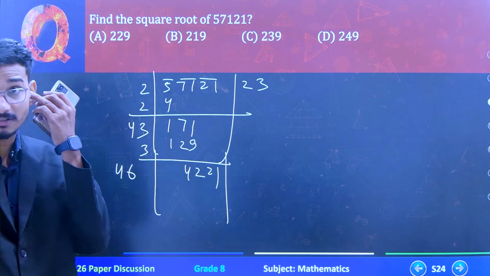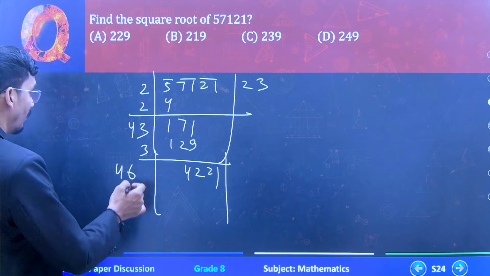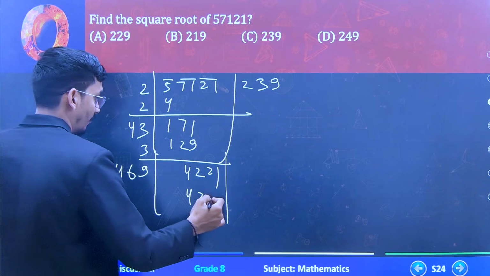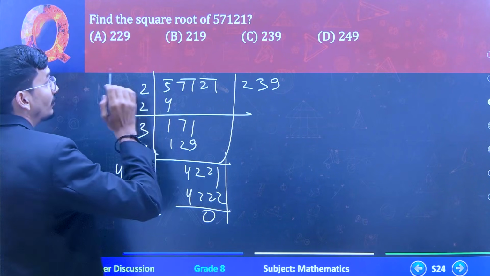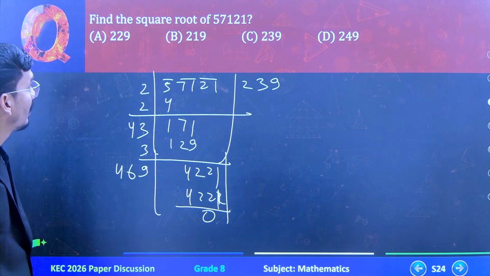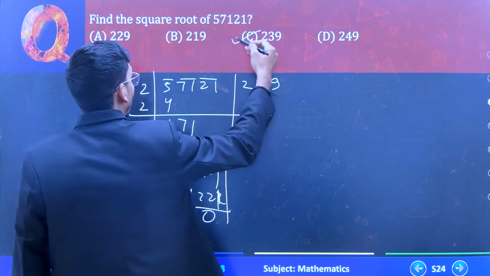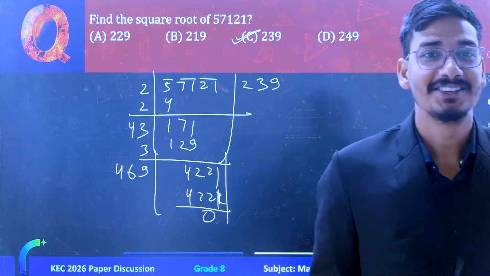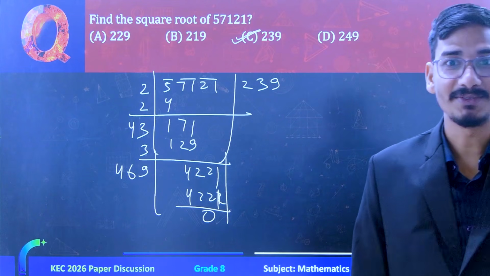Now next number, beta, 9. What number will it come? 9. So if we multiply by 9, what will we get? 4221. So which option is correct? 239. So the square root of this quantity is what? 239. Okay. Now coming to the next one.